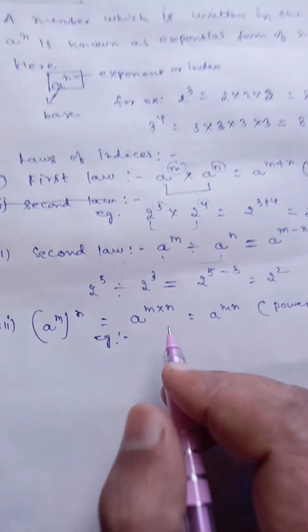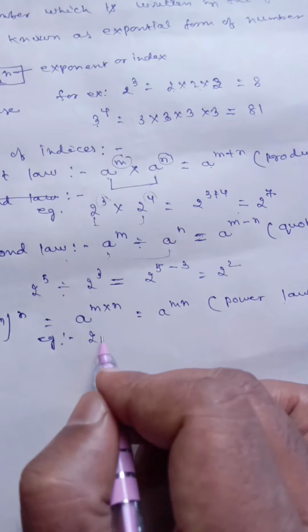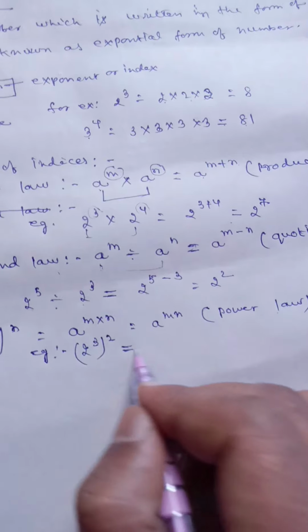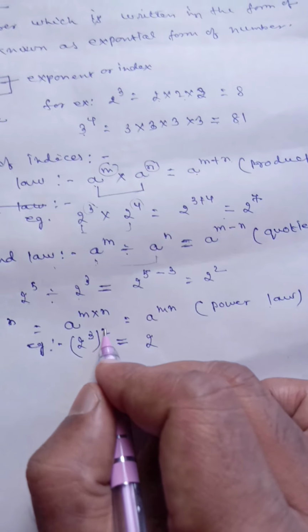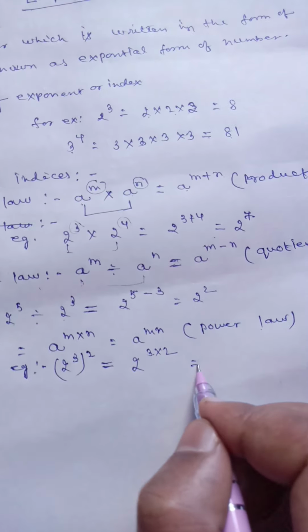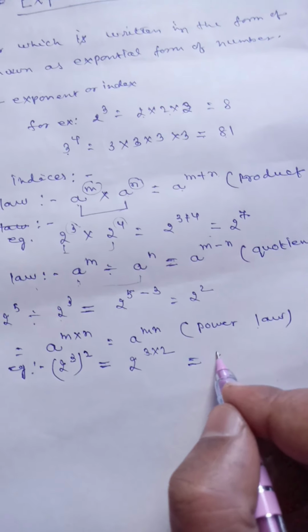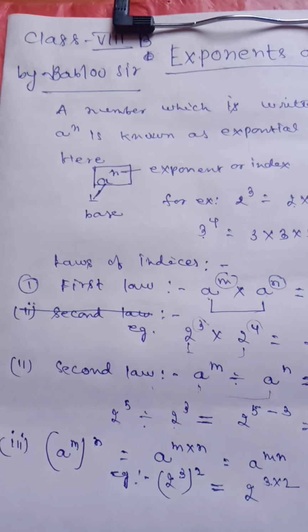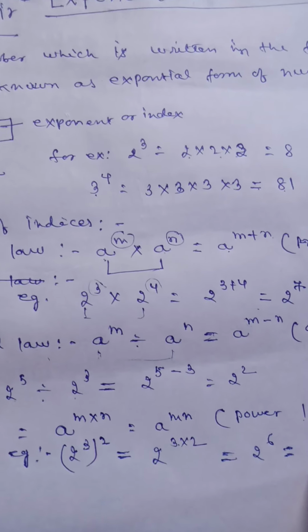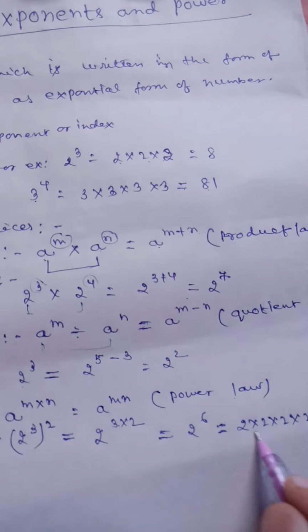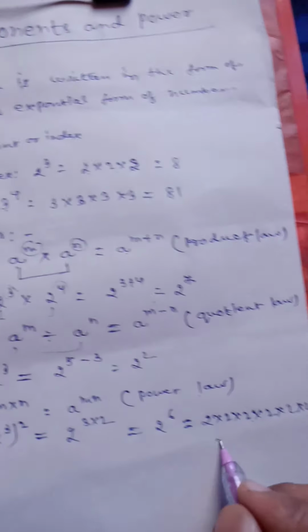For example, 2 raised to power 3, all raised to power 2, is equal to 2 raised to power 3 into 2, which is 2 raised to power 6. You can also write this in numeric form: 2 into 2 into 2 into 2 into 2 into 2 is equal to 64.